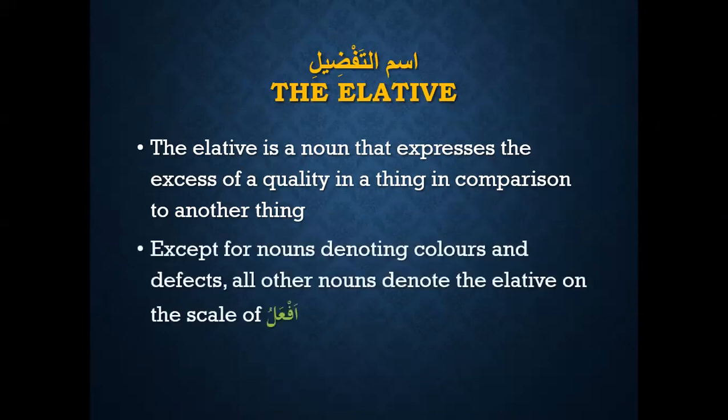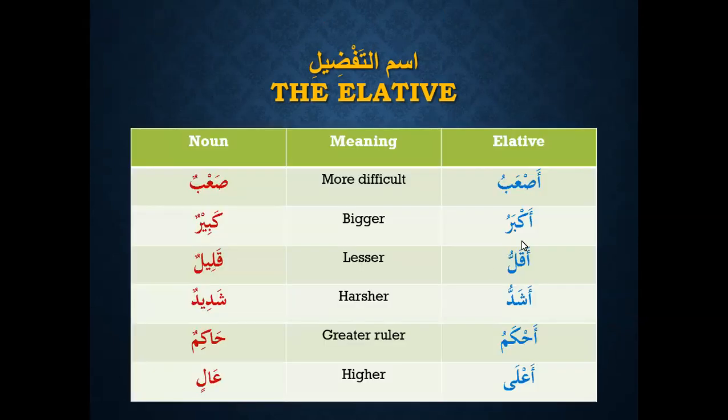So except for nouns denoting colors and defects, which we've already seen, all other nouns denoting the elative are on the scale of af'alu. So remember this af'alu we just covered, that was used to denote colors and defects. Asmam, a'ma, akhdar, abyad, all those were colors and defects. Other than that, the superlative or comparative degrees are both on this particular scale, أفعل, أفعل.